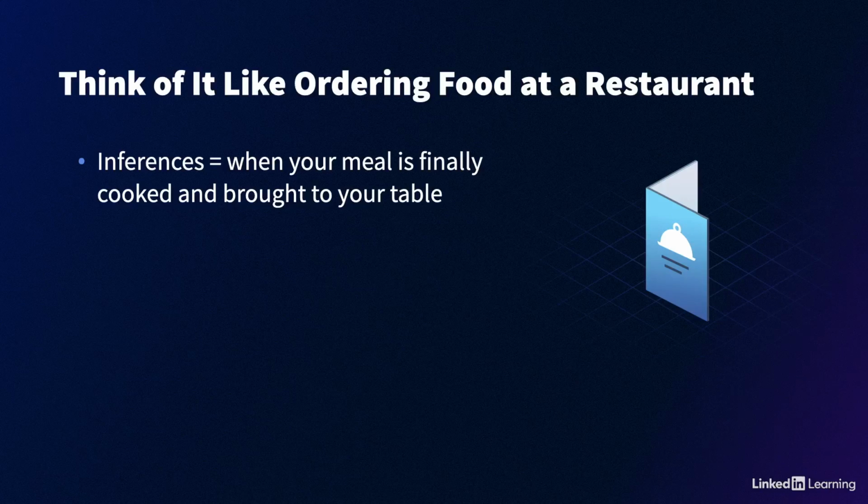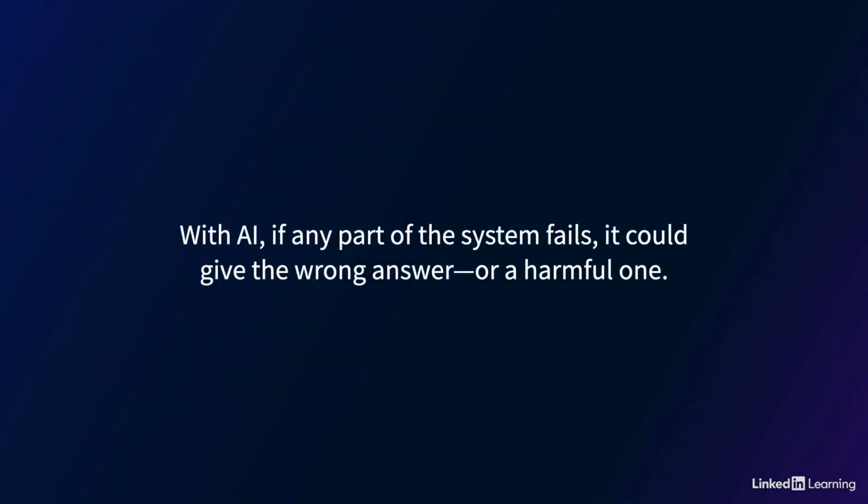But if anything goes wrong, like the waiter gets your order wrong, the chef makes a mistake, or the stove is broken, you could get the wrong meal, or even something that makes you sick. Same thing with AI. If any part of the system fails, it could give the wrong answer or worse, a harmful one. Now that we understand how everything fits together, let's dive into the OWASP Top 10 and look at the risks we need to watch out for.